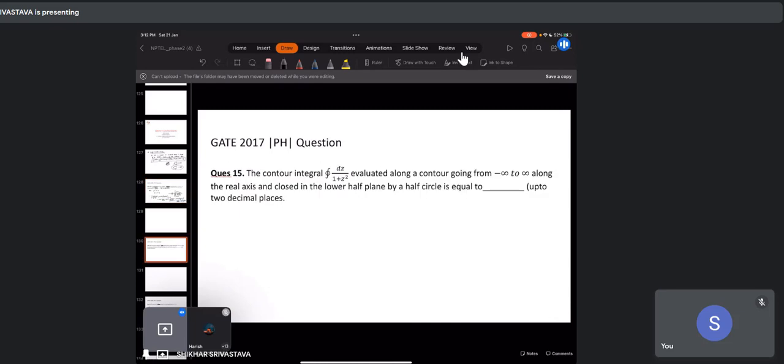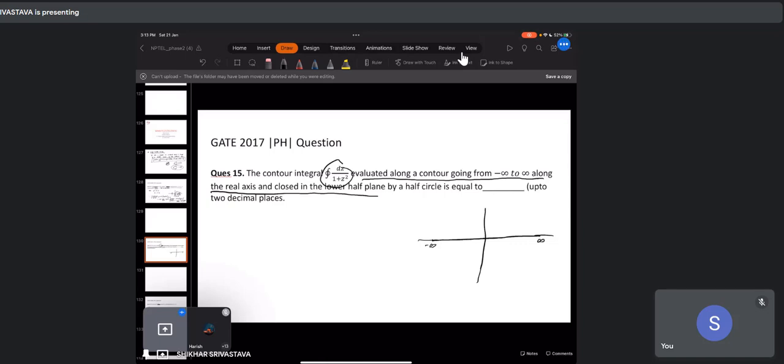So this is another question where, same as before, you have to find poles. First you will just find the poles. You have to find the contour integral, which will be evaluated along a contour going from minus infinity to infinity along the real axis. So you have to first draw the curve. They are saying that this closed curve is going from minus infinity. Suppose this is minus infinity for the sake of clarity. So it is going from minus infinity to plus infinity somewhere here.